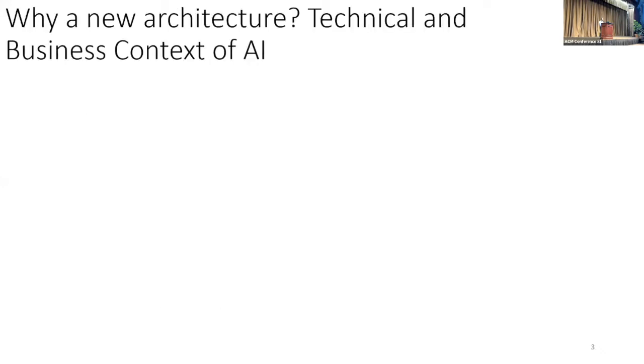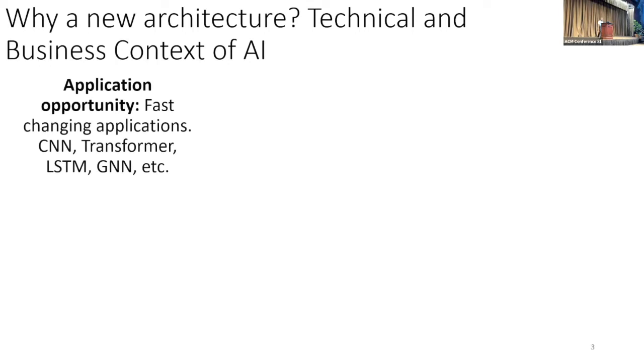Why do we need a new architecture? And I apologize for the whole blockage of stuff over there. So the context is, look at the business context of AI and beyond. That's the space that we were targeting. So there's a huge application opportunity. The applications are changing really fast. CNNs, DNNs, transformers. Every 6 months or so, there's a substantially different application behavior.